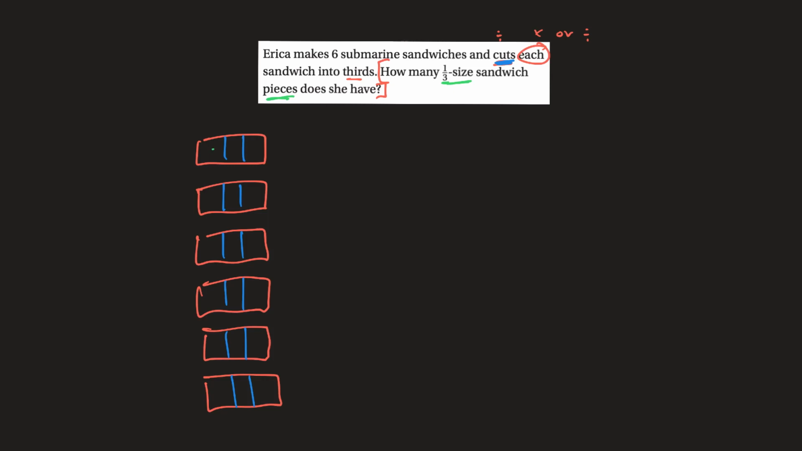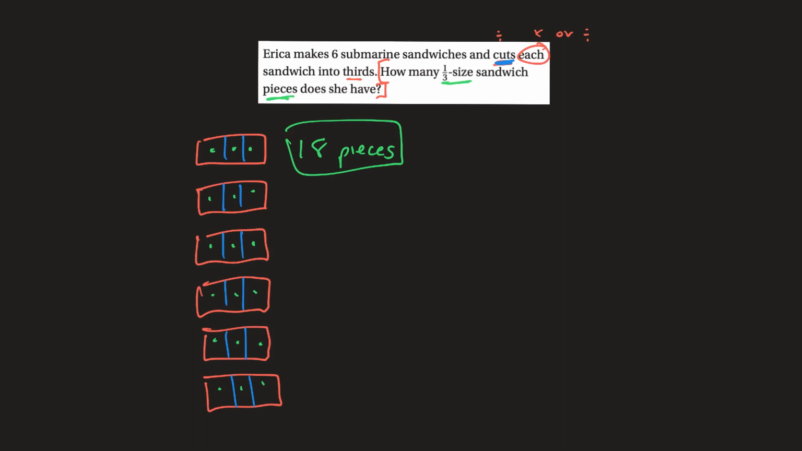Well, if I count them, there's 1, 2, 3, 4, 5, 6, 7, 8, 9, 10, 11, 12, 13, 14, 15, 16, 17, 18. So the answer would be 18 pieces. And that's the answer to the question. So that's using the picture method.